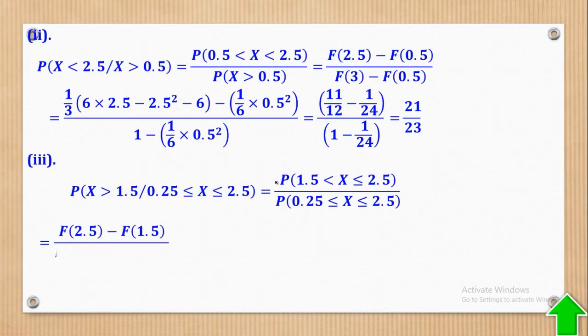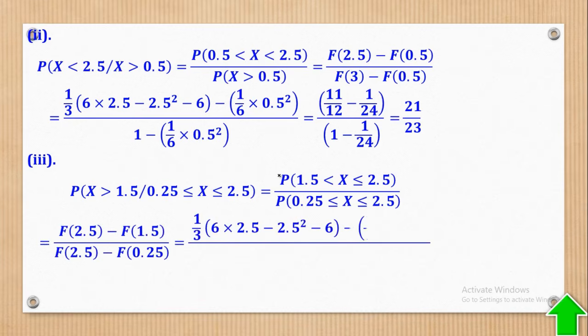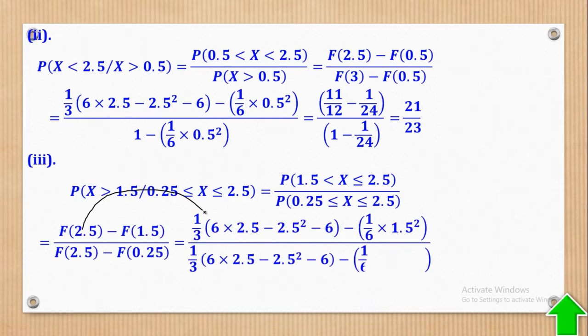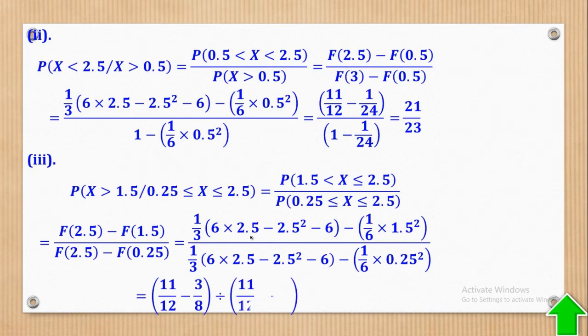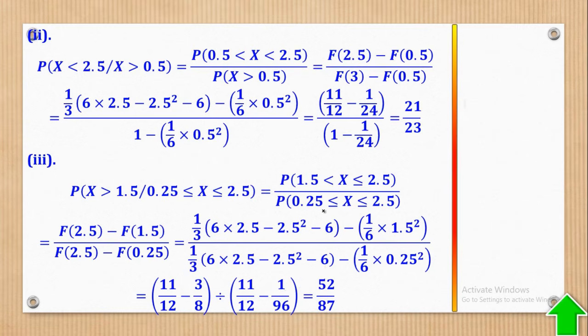The next is to remember the definition for CDF, that we have to substitute. So F(2.5) is that, F(1.5) is that, F(2.5) is that, F(0.5) is that. Then when I use a calculator, I realize that the whole of the numerator is that, and the whole of the denominator is that. Then when I divide, I come up with 52 over 87. So basically that's what they wanted.